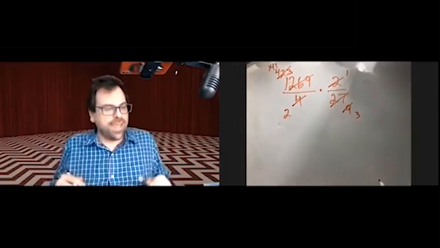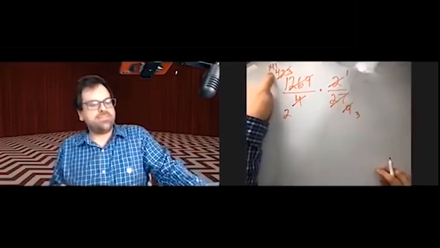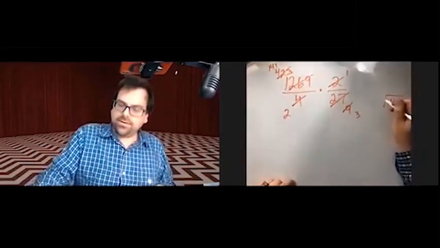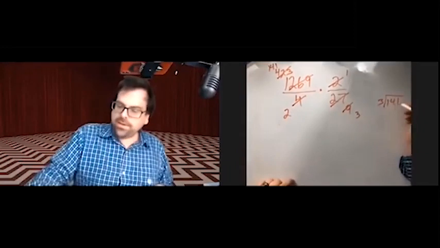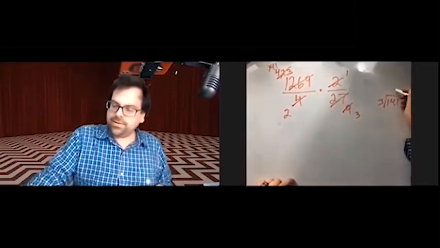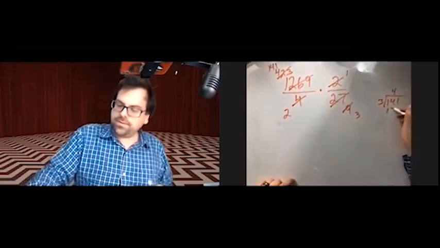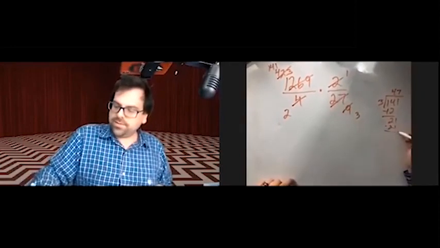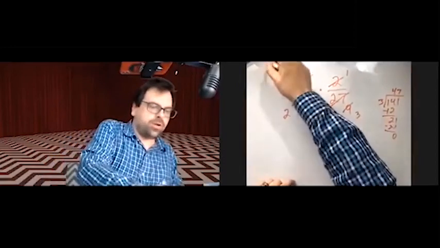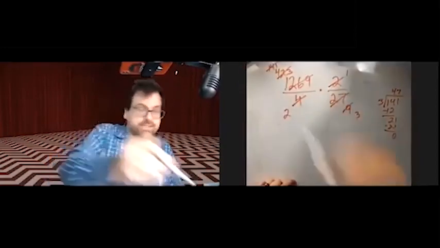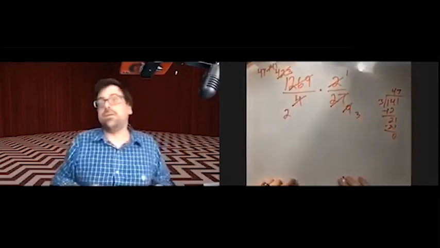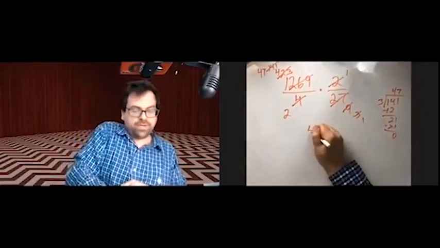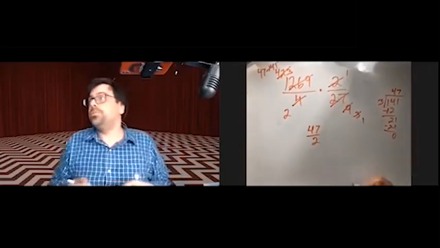And we can still go again. 1 plus 4 is 5, plus 1 is 6. So this can be divided by 3 again. 3 goes into 14 4 times. 3 goes into 21 7 times. 141 divided by 3 is 47. 3 divided by 3 is 1. We just have 47 over 2.